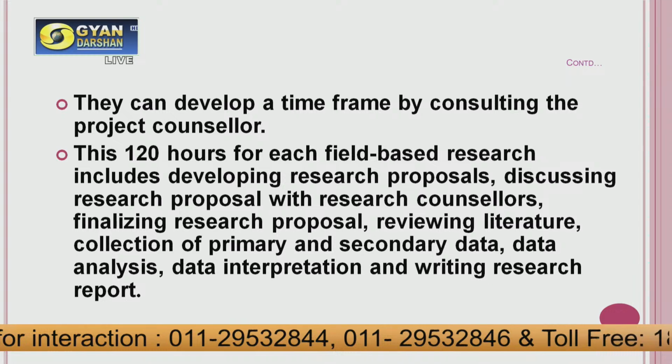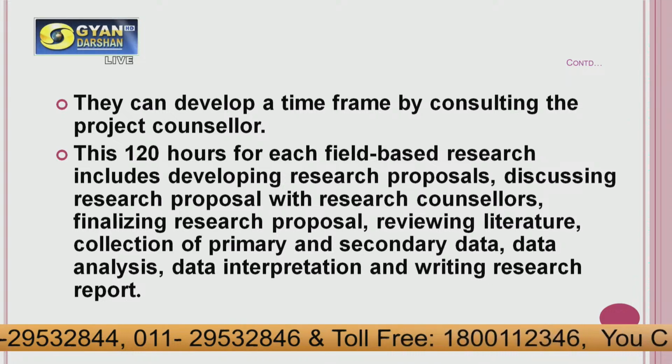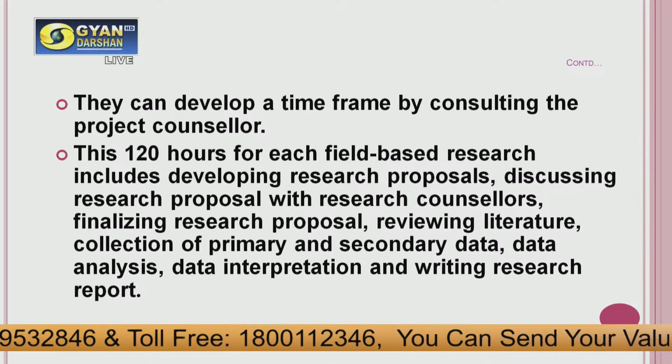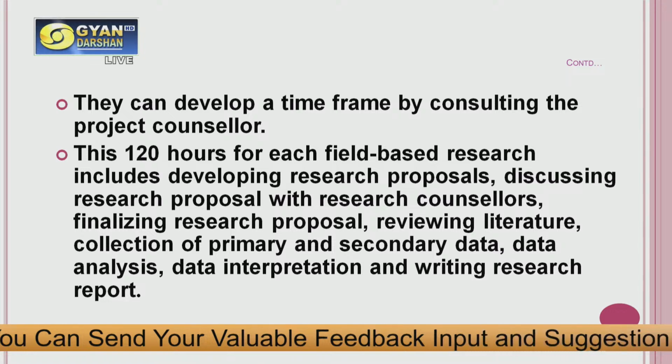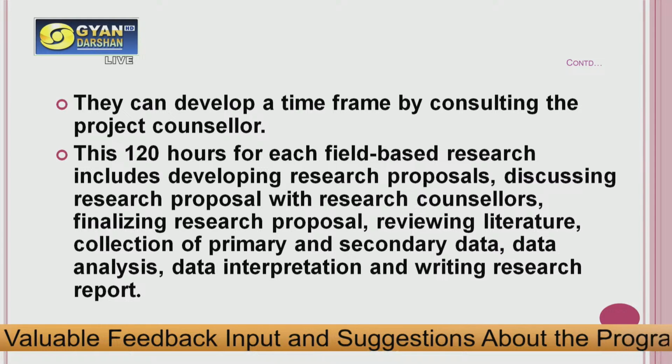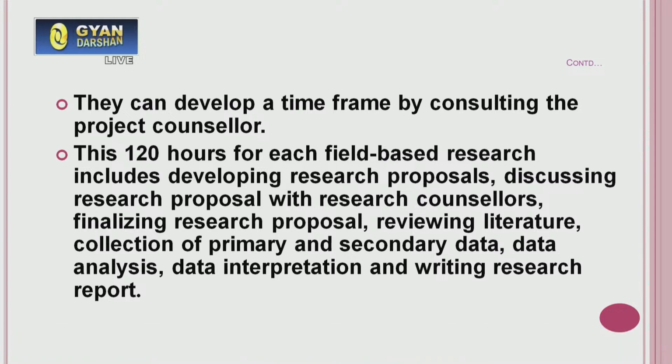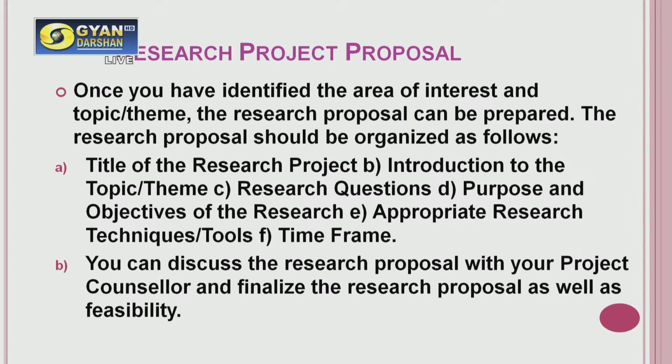So this 120 hours for each field-based research project includes developing research proposals, discussing your research proposal with research counselors, sending your research proposal to the program coordinators, getting the suggestions from the program coordinators, incorporating those suggestions in your research proposal, finalizing the research proposal, reviewing the literature. Maybe you need to visit a local library to review literature. Then collection of primary and secondary data, data analysis, data interpretation, writing the research report. These are the activities you need to carry out to complete your field-based research project.